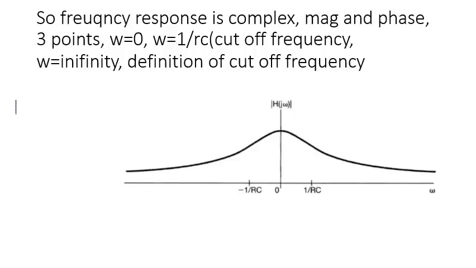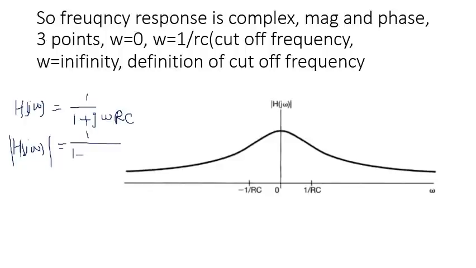We have found that H of j omega equals 1 over j omega RC, so the magnitude, the absolute value of H of j omega, is equal to the square root of real square plus imaginary square. So real is 1, 1 square is 1, and plus omega RC square, and the whole square root.